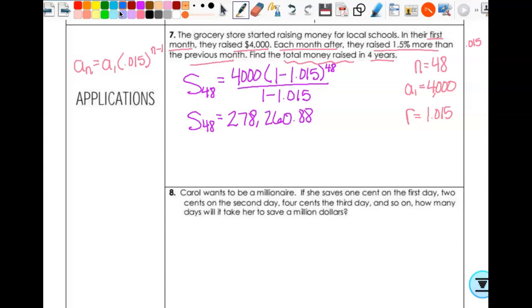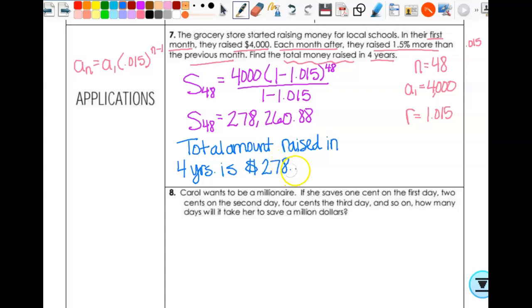Then, since it is an application problem, we need to write out a sentence. Total amount raised in 4 years is $278,260.88. Does 3 decimal places make sense here? No, because it's money. And your dollar sign is your unit, so it's important. And the dollar sign goes before the amount, not after the amount. Okay. Any questions at all? Yes, sir.